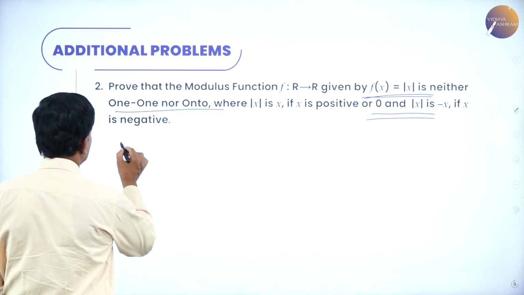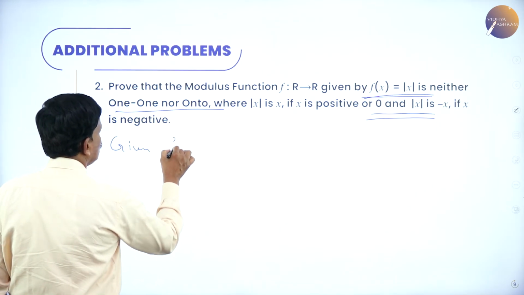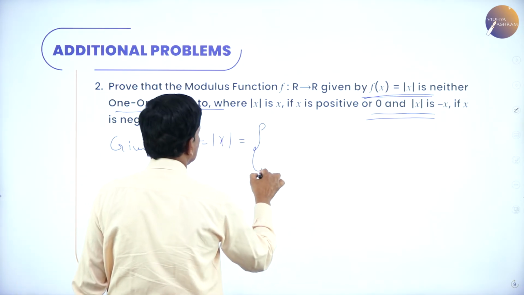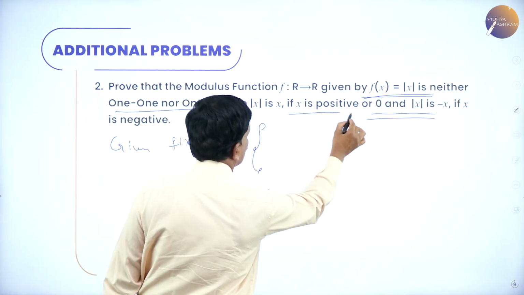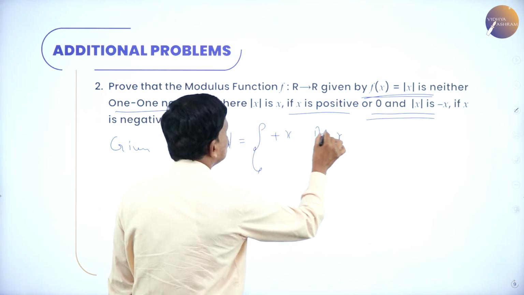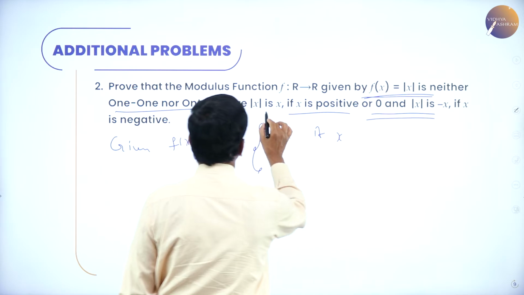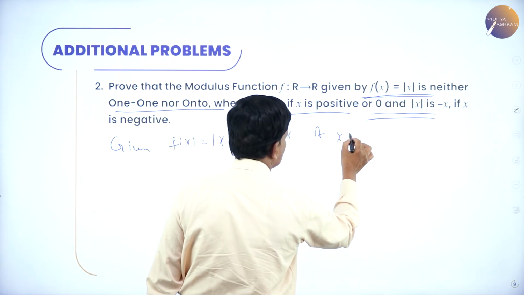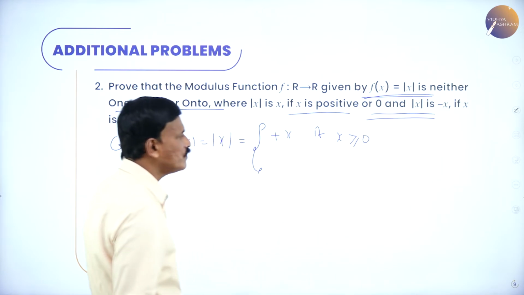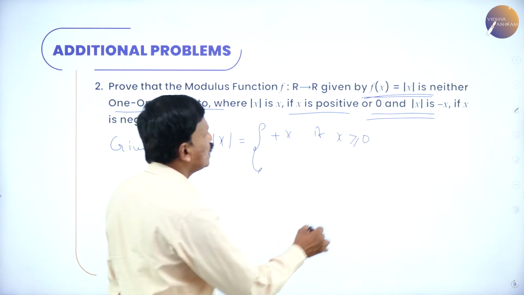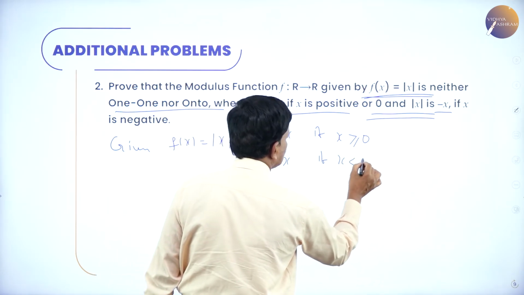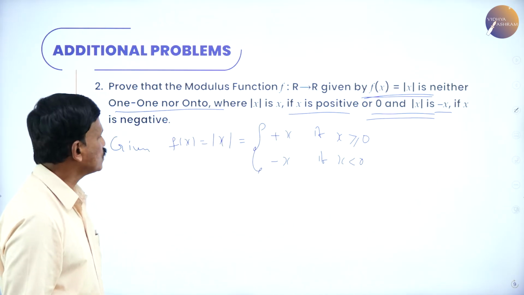So what is given here? Given that f of x is equal to mod x, and mod x is plus x if x is greater than or equal to 0, and mod x is minus x if x is less than 0. This is given. So what is given?